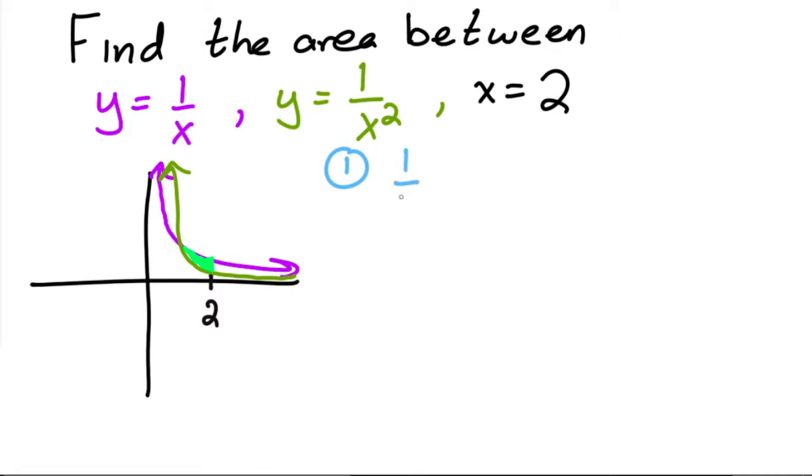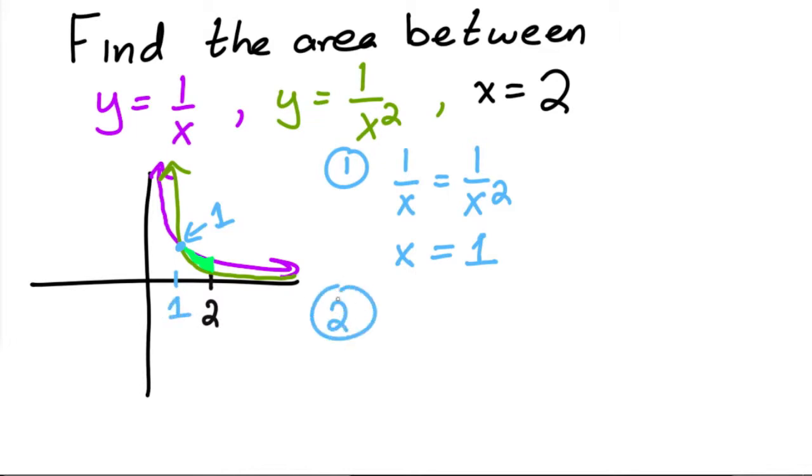And so to do that, we set the functions equal to each other. And if we solve this, you can multiply both sides by x squared, and you would get that x is equal to 1, which is that point right there. Okay. So that gives us our limits of integration.